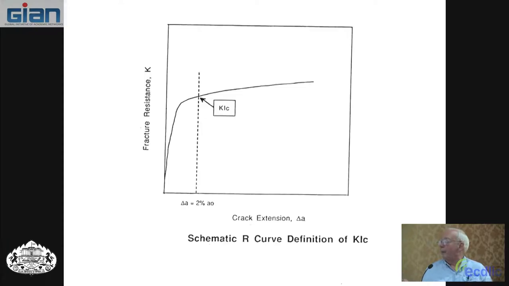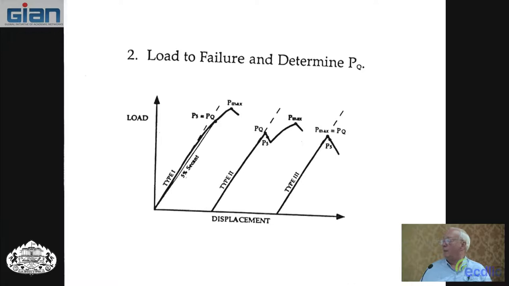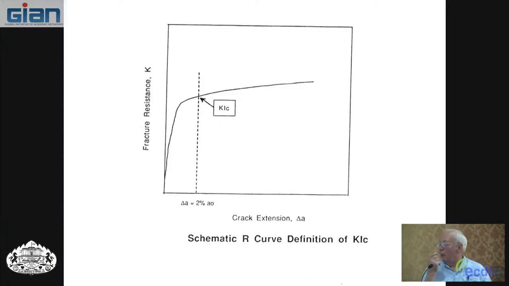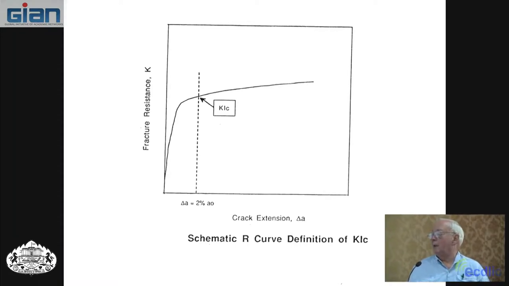Now, in a lot of cases, you get R-curve effect. We talked a little bit about R-curves yesterday, and that means that the thing doesn't snap into two, but rather it comes apart gradually. If that happens, you have to pick a point where you're measuring fracture toughness, and the 5% secant does that. The 5% secant makes sure that you have a crack extension of 2% of the original crack size. So it's actually a point on the R curve that you're getting by doing the 5% secant.